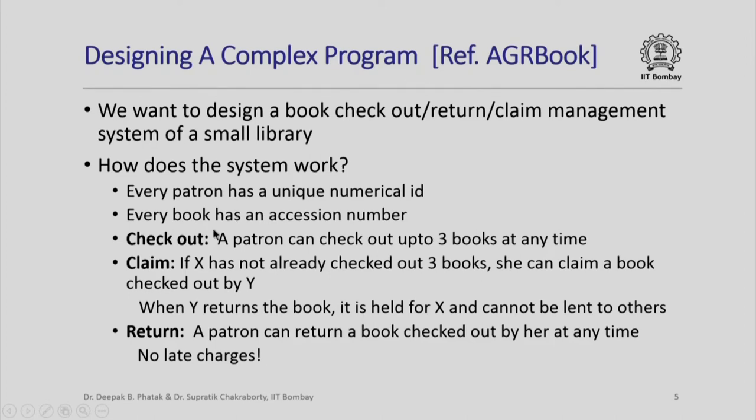A patron can check out a book, and she can check out up to 3 books at any time. If patron X has not already checked out 3 books, she can claim 1 book and at most 1 book, which might have already been checked out by another patron Y. What does this mean? If patron X places a claim for a book that is currently checked out by Y, it means that when patron Y returns the book, it is going to be held for patron X and not lent to others. And of course, a patron can return a book that she has checked out sometime earlier.